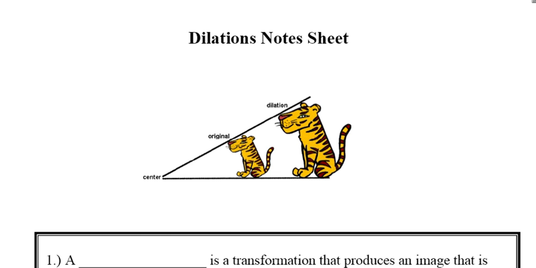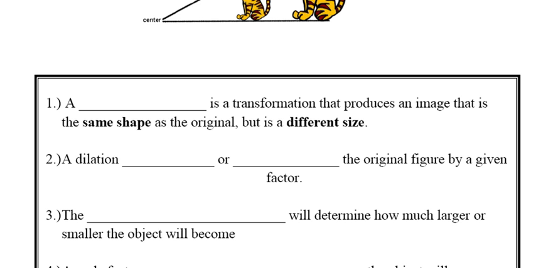Welcome to the video on dilations, the last of the transformations that we're going to be studying in geometry this year. So what exactly is a dilation? Simply put, a dilation is a transformation that produces an image that is the same shape as the original, but a different size. So I can go ahead now and fill that in on my notes packet, and you should also.